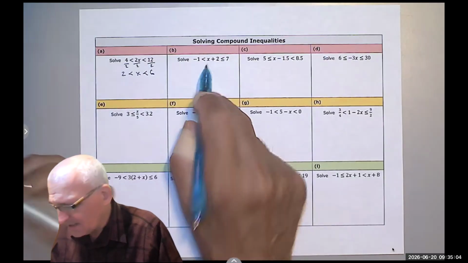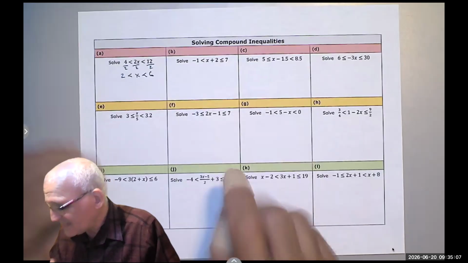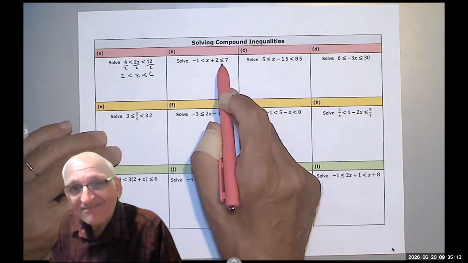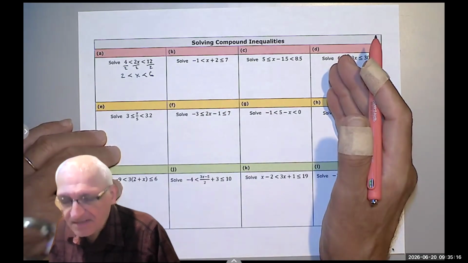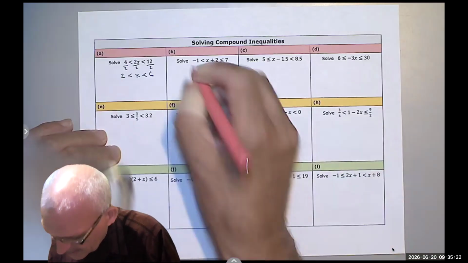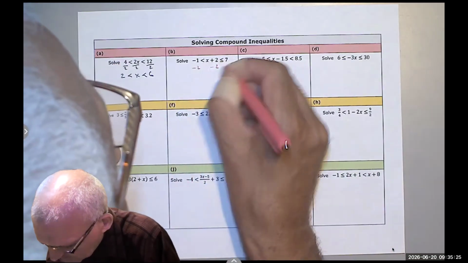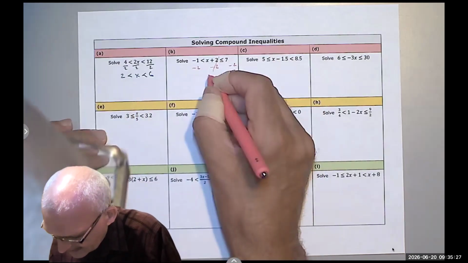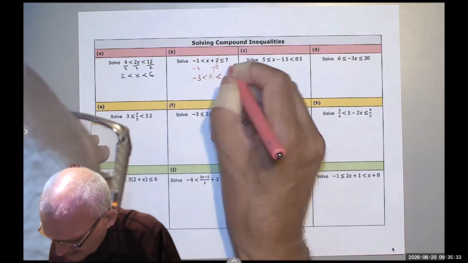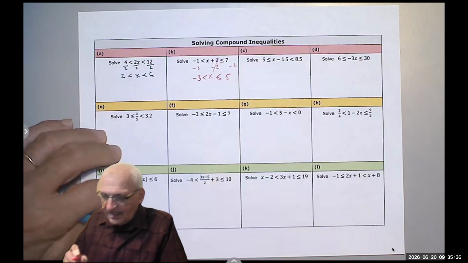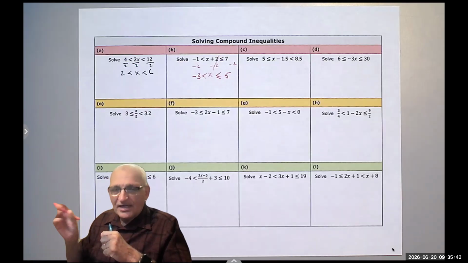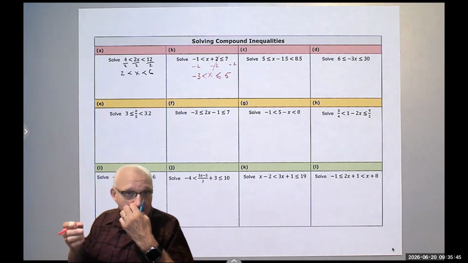This one, similarly, I just want to have the x by itself, right? So I have x plus 2. I have added 2. What's the opposite of addition? Yes, subtraction. So now I subtract 2 from all three parts of the inequality. I say -2, -2, -2. So I get the x by itself. -1 minus 2 is -3, and 7 minus 2 is 5. So x is greater than -3 and can be less than or equal to 5. So I can have x equals 5, but I cannot have x equals -3.